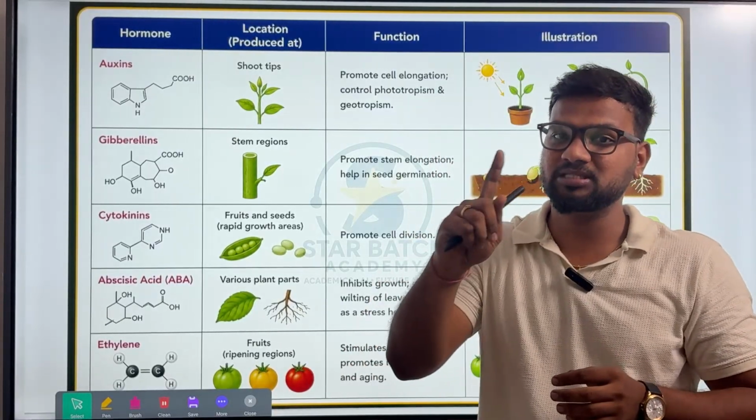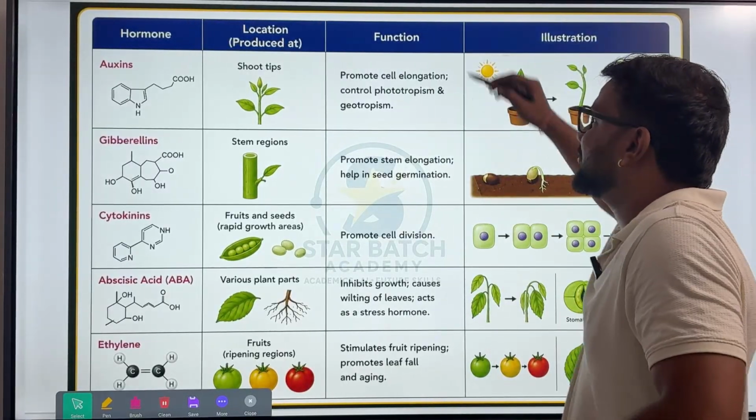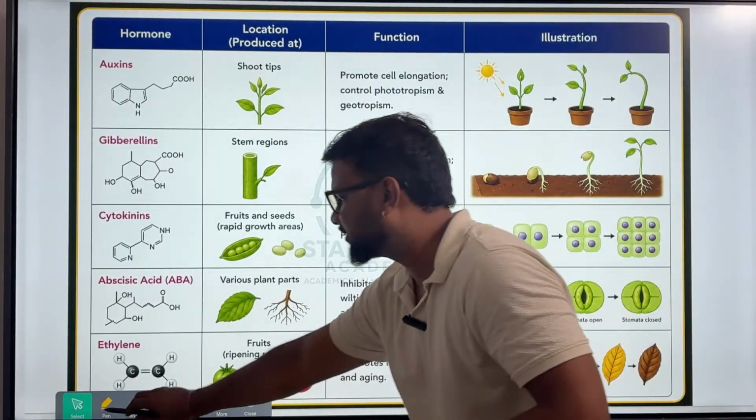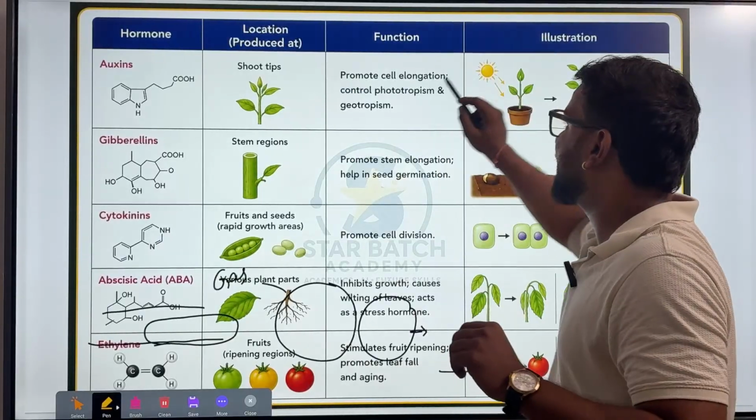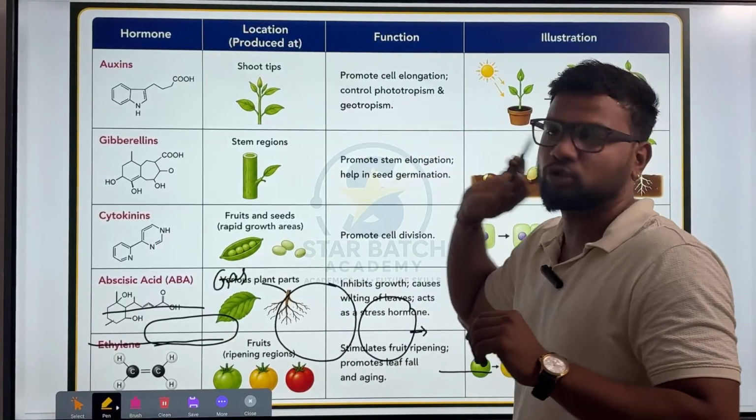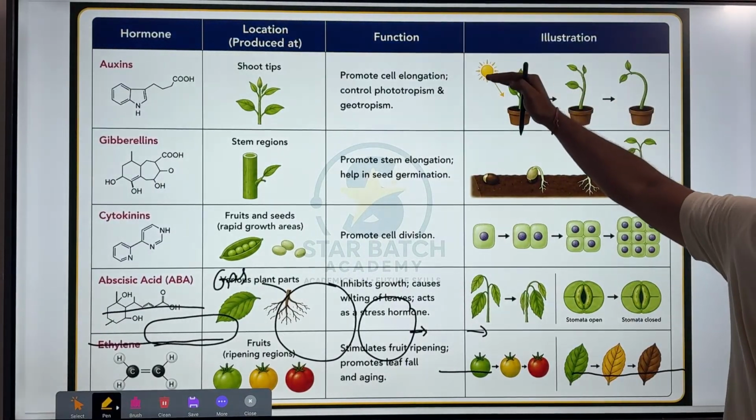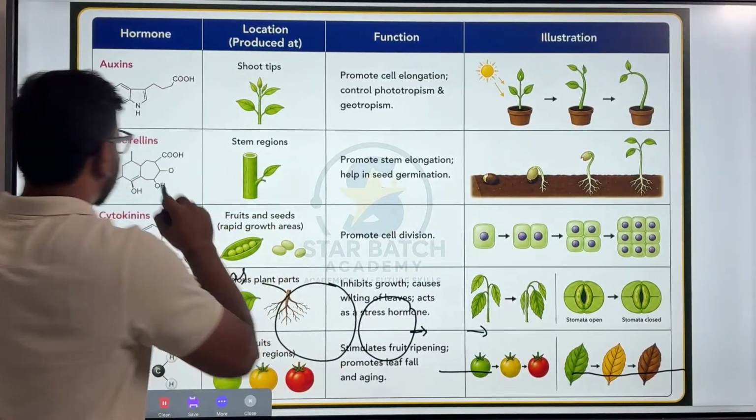Phototropism and geotropism. Remember, please remember. Now the function. What exactly is the function of auxin? It promotes cell enlargement. Okay, enlargement, बड़ा. And it controls phototropism and geotropism, as you can see in the illustration image. Clear? Now, what are these gibberellins?